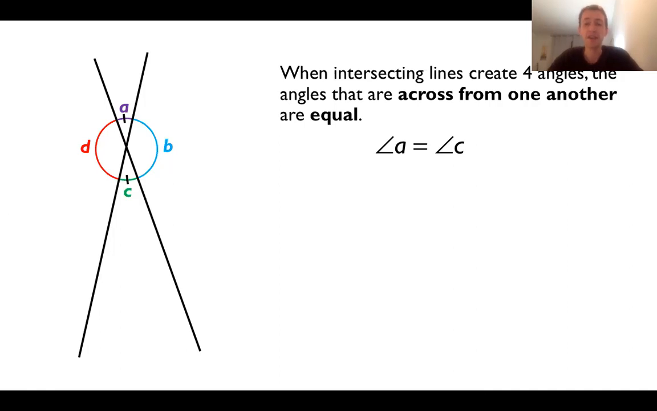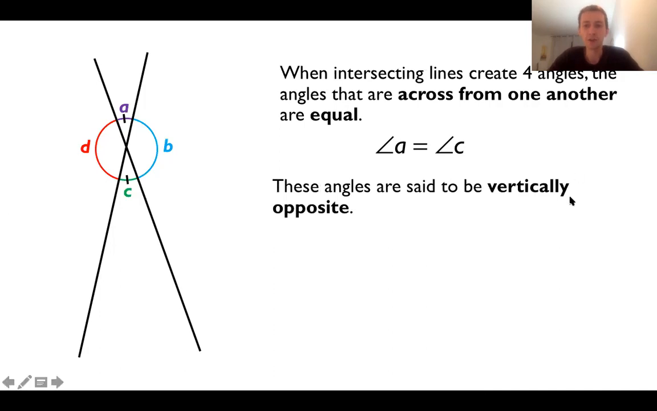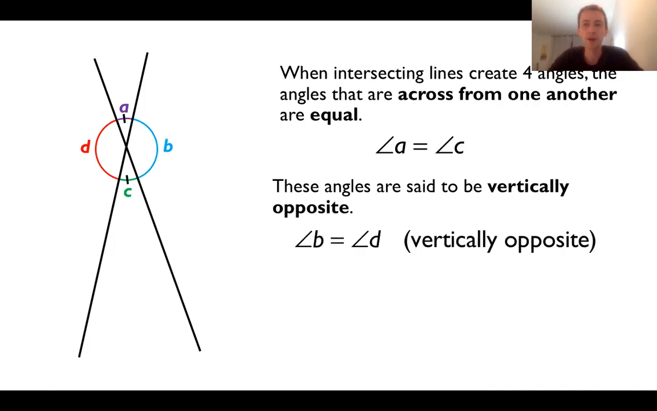It's a good thing. We're going to say that angles A and C are vertically opposite, okay? So when an angle is across from another one and it's the same in an intersection like this one, we're going to say that they're vertically opposite, all right? So what about D and B? Are they the same? Yeah, they are, because they're across from one another. And we are also going to call them vertically opposite.